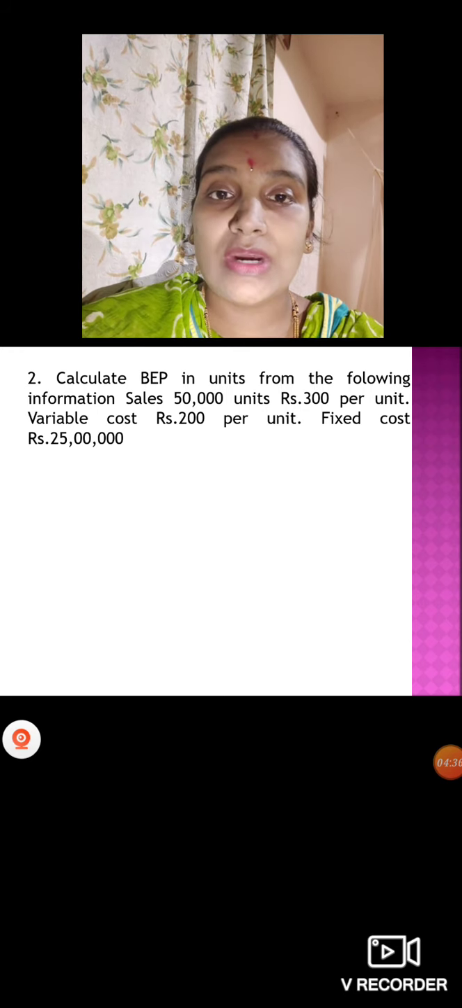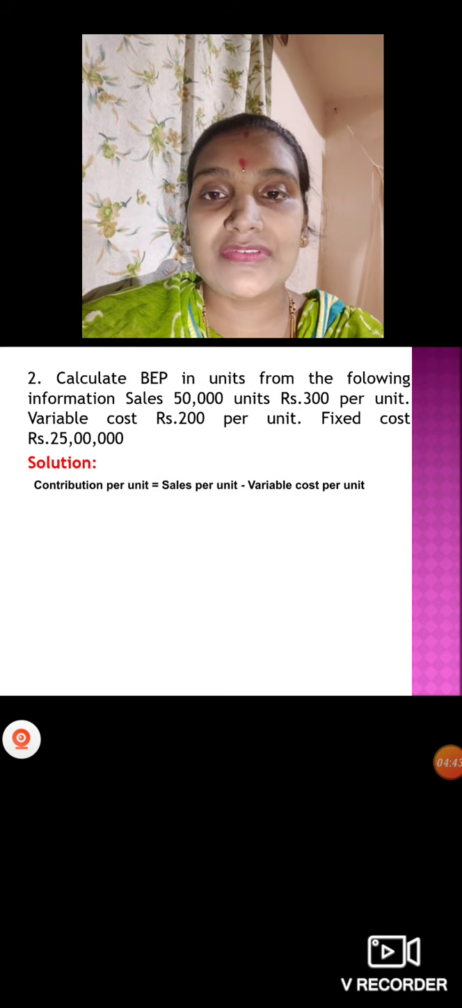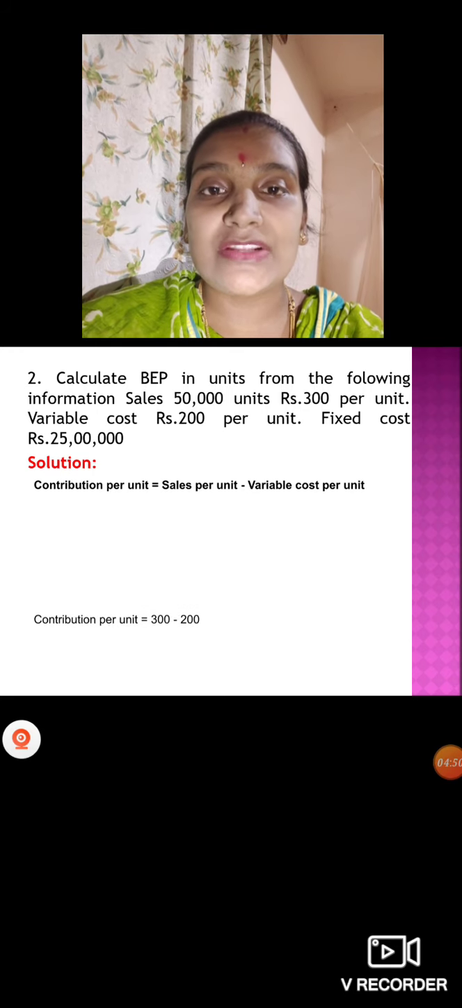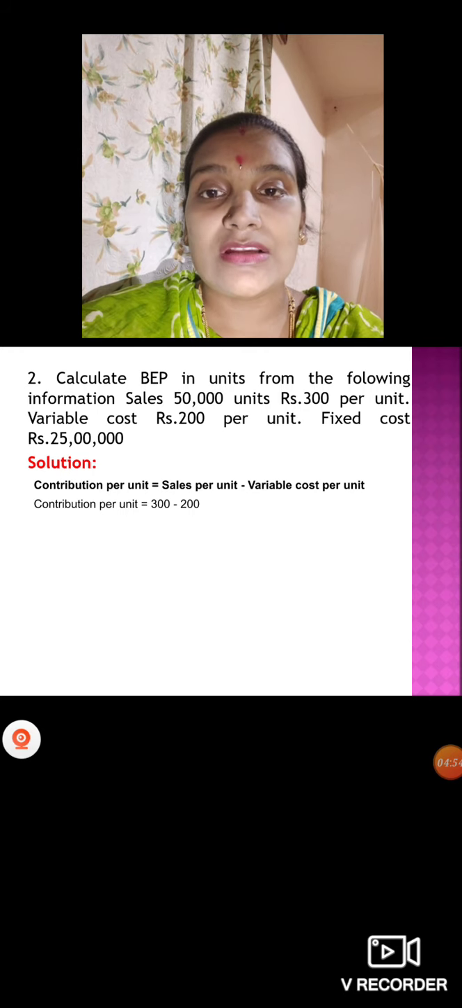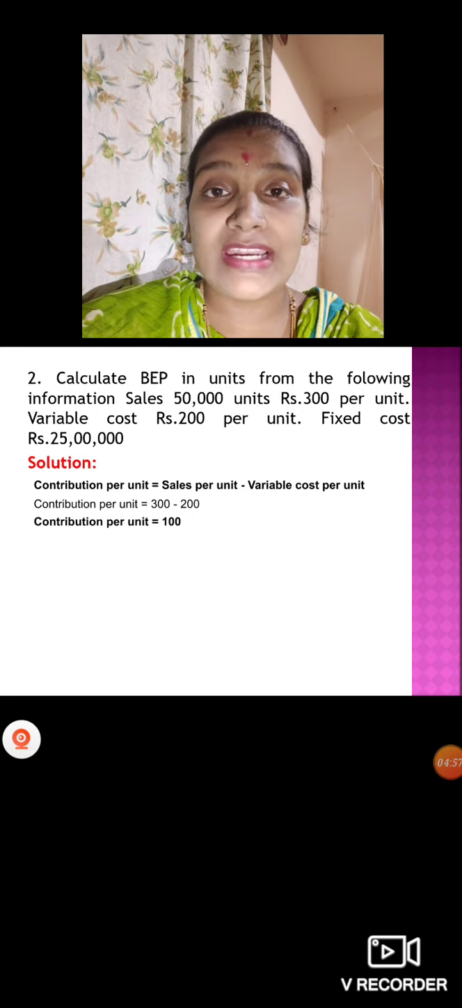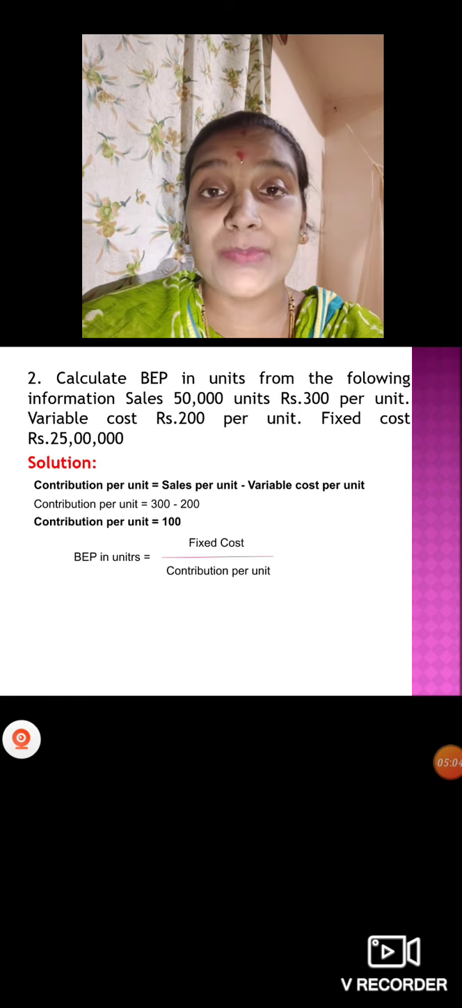So sales you have 50,000 units here, rupees 300 per unit, variable cost 200 per unit, and fixed cost you have 25 lakh. Okay, so how to calculate now? Solution we will see. Contribution per unit you should calculate first. So sales per unit minus variable cost per unit. Sales per unit how much we have? 300 minus variable cost per unit you have 200. So contribution per unit how much we will get? It is 100 rupees.